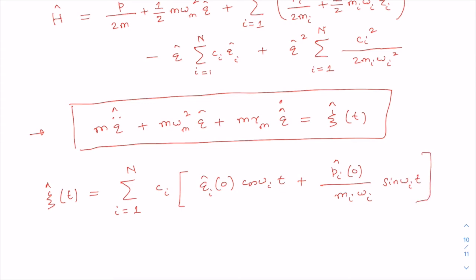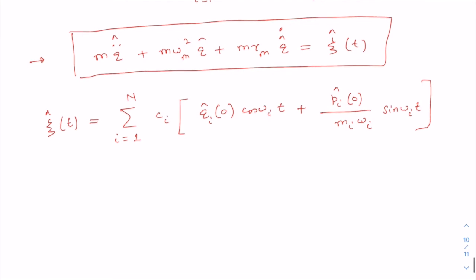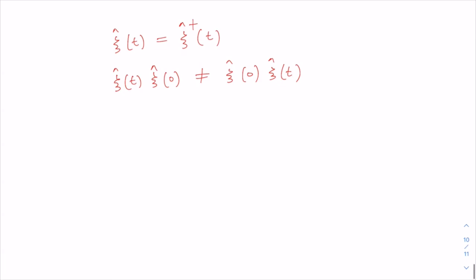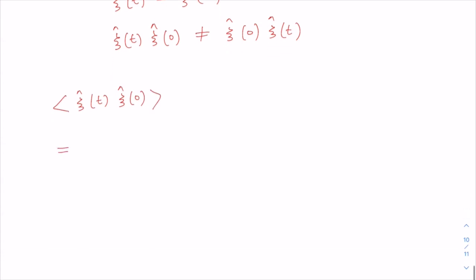Now it can be very easily verified that this Langevin noise operator, the quantum Langevin noise operator, is Hermitian. So xi of t is equal to xi dagger of t, and also you can show that because of the commutation, xi of t xi of 0 is not equal to xi of 0 xi of t. Now we can calculate the autocorrelation function for the quantum Langevin noise, that is we have to calculate xi of t xi of 0, and this would be along similar lines as in the classical case.